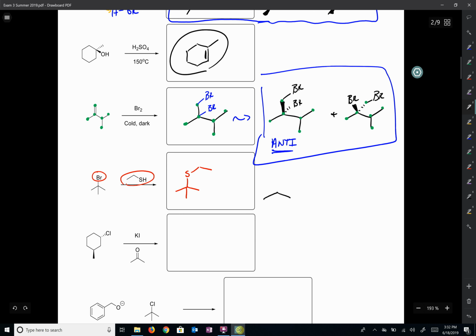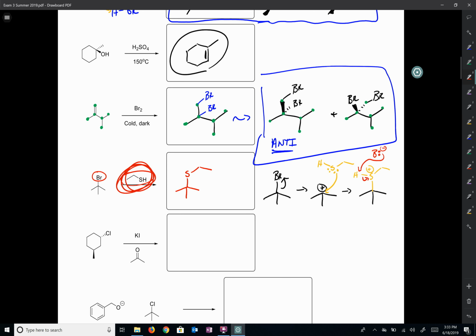Let's quickly run through this mechanism though, just to show you how I got there. Step 1, form carbocation. Step 2, in comes the nucleophile. And then step 3, some base will come in and grab that off. It's going to be more of the solvent in this case.